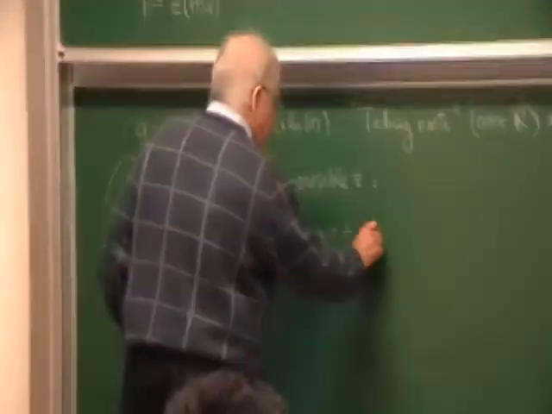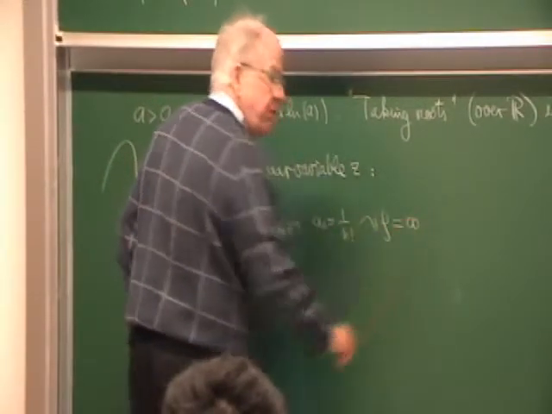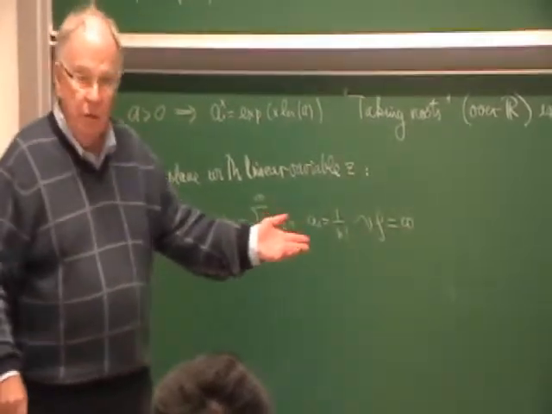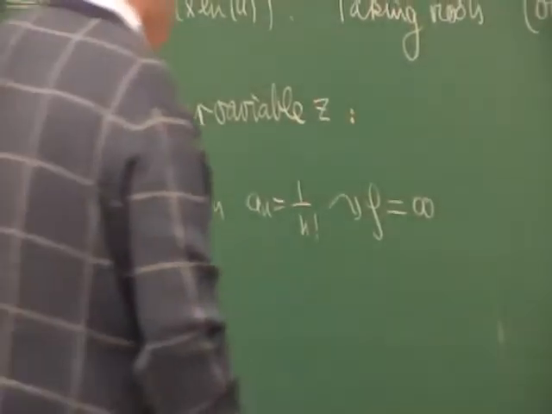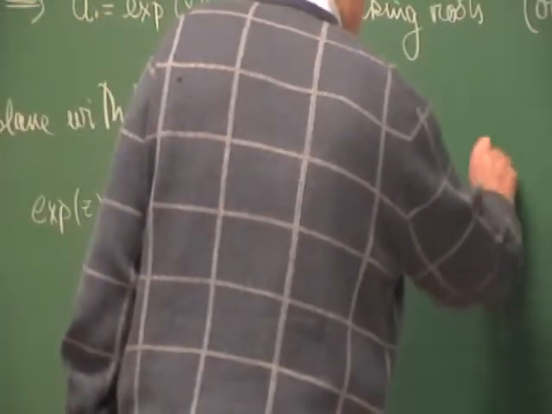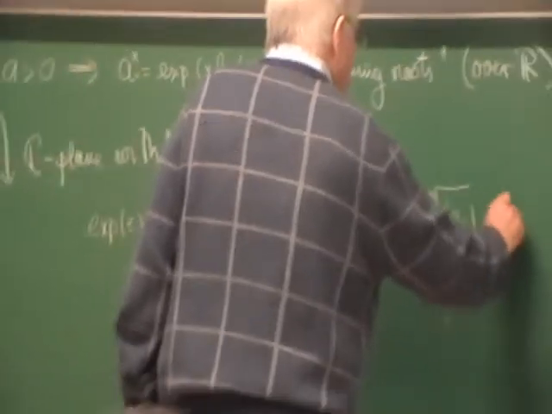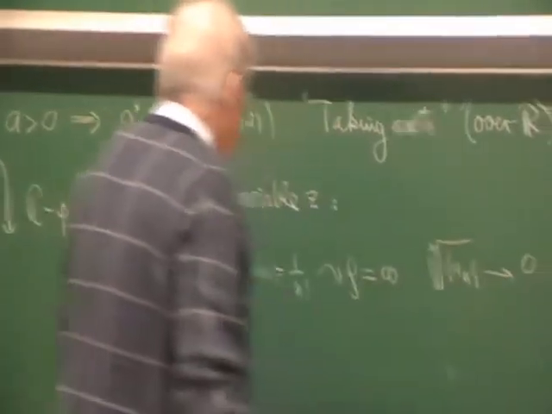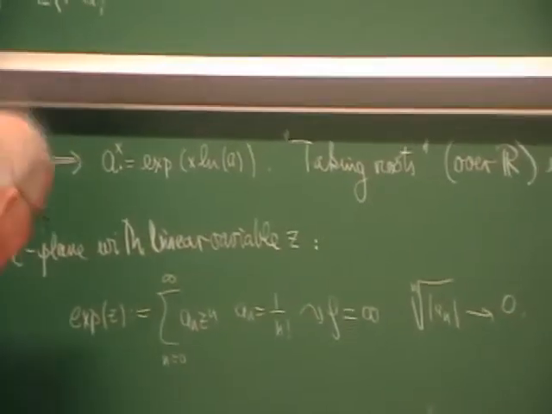And you do a stupid calculation and you see that the radius of convergence is infinity. You just check it. Right? I mean, you have to check that the nth root of a to the n goes to 0. So this converges everywhere. Okay.